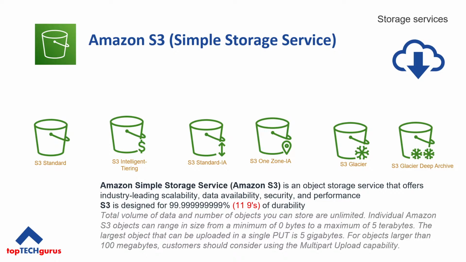So a few things to understand: you can store an unlimited amount of objects, so you can just store a lot. You just have to pay more for it. That's one thing you need to understand. Next, you can store anything from 1 byte of information, a small text file, to a large 5 terabyte file. So you have a huge range of information that you can store.